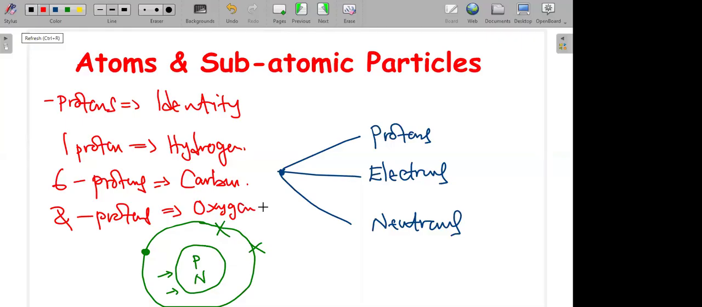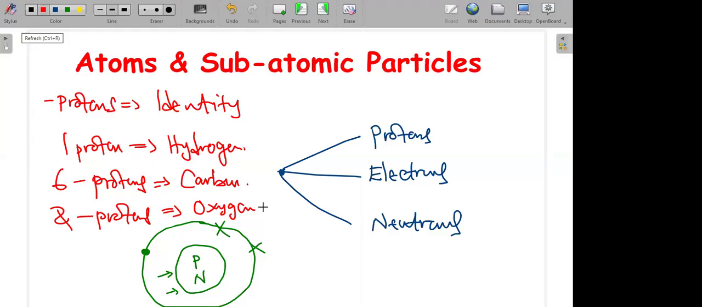They give their identity to that element or to that atom. So whenever you see atoms with 8 protons, just know that this atom must be of oxygen because it has 8. And whenever you see elements with 1 proton, just know that this atom must be of what? Of hydrogen. So the protons give their identity to the element.